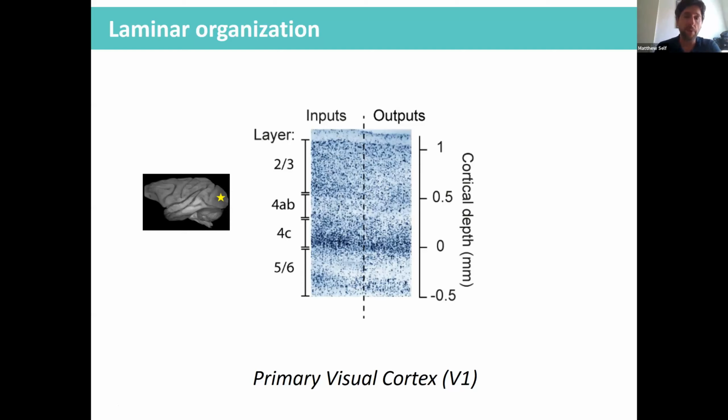So if we focus first on the input side, we know that the feed-forward connections coming up from the retina through the thalamus are terminating very heavily in layer 4C, also to a certain extent in layer 6 and layer 4A.